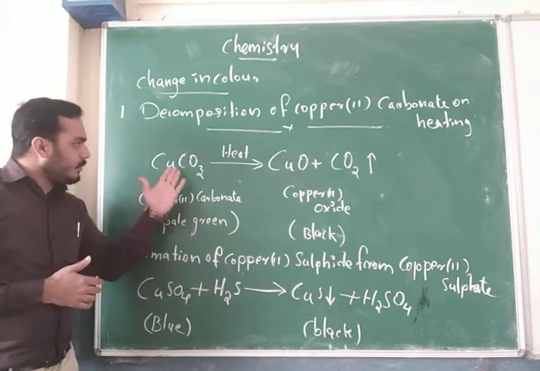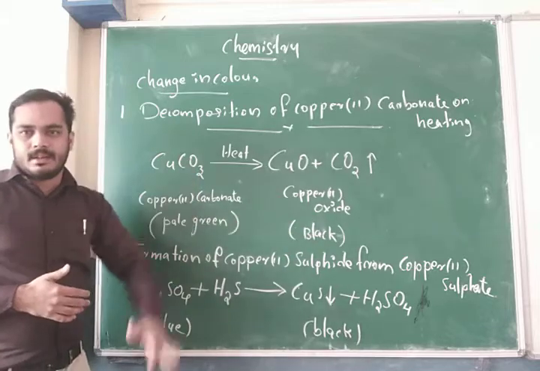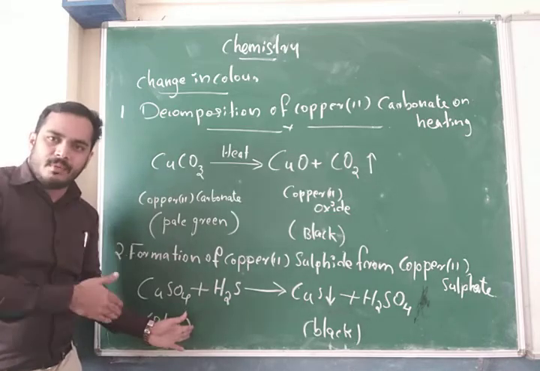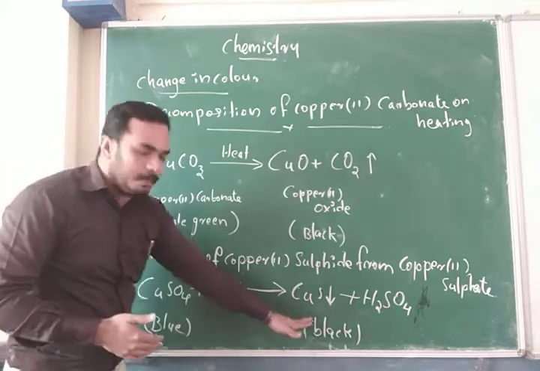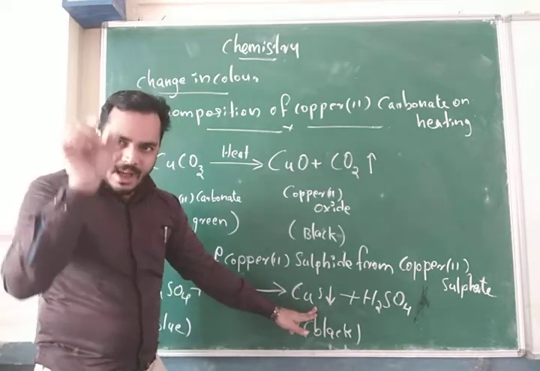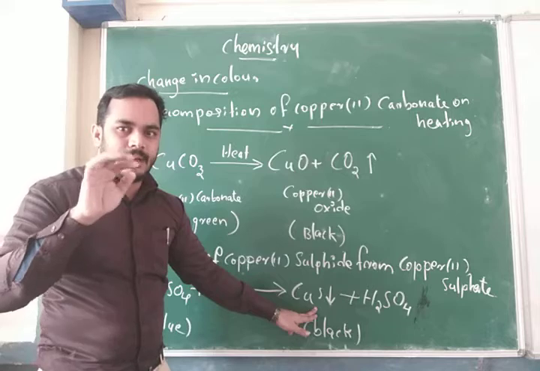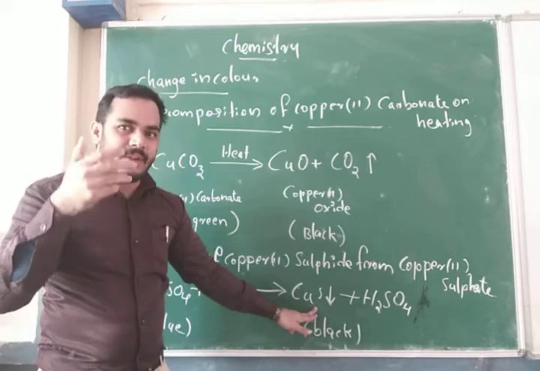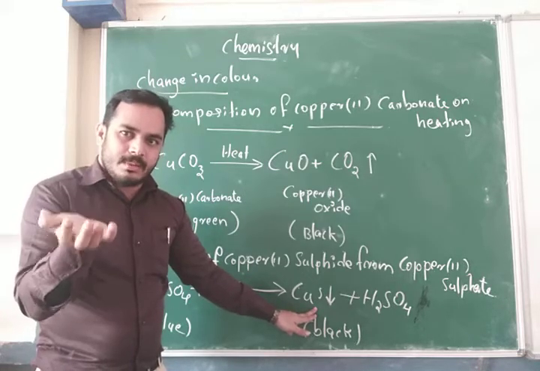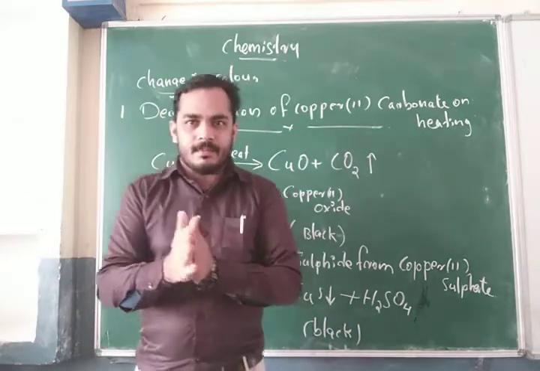That's the first one. Copper carbonate is turned to copper oxide, which is black in color. The pale green turned to black. And here also, copper sulphate with the help of hydrogen sulphide, the blue color turned to black color. What is the product? Black colored copper sulphide. That arrow gives the idea that it settles down. Settle down means in the test tube or container we are using, the copper sulphide settles at the bottom of the container. And one more product is sulfuric acid.